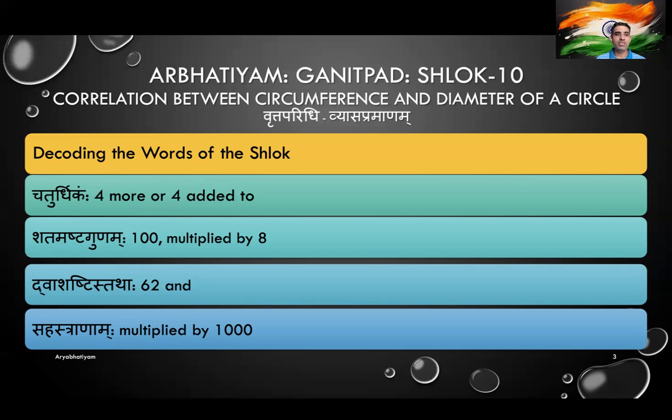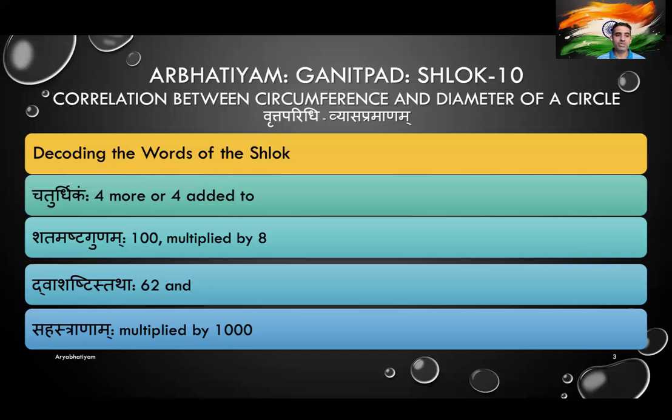The first word we take is Chaturdhikam, that means Chatuhu Adhikam. Chatuhu means four, and Adhikam means adding. So it is either four more or four being added to some number. Shatamashta gunam: Shatam, ashta, gunam. These three words become one. Shatam means 100, ashta means 8, and gunam means product or multiplication. So here we are saying that 100 is being multiplied by 8.